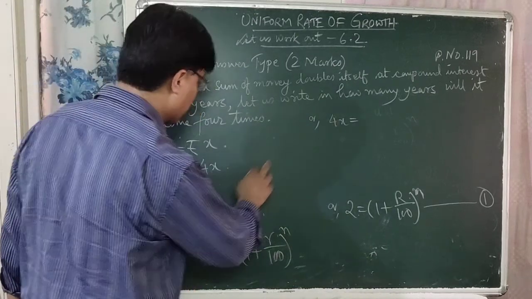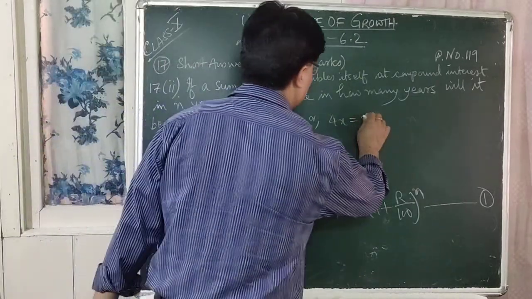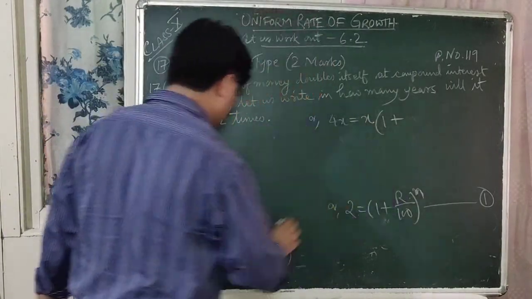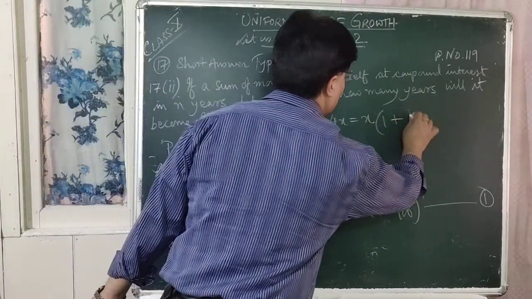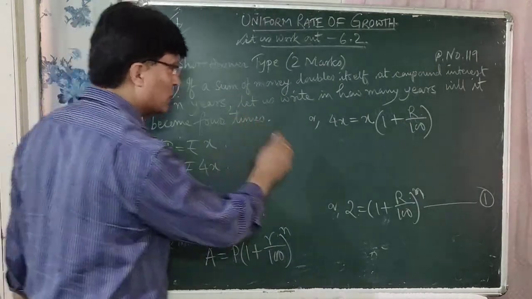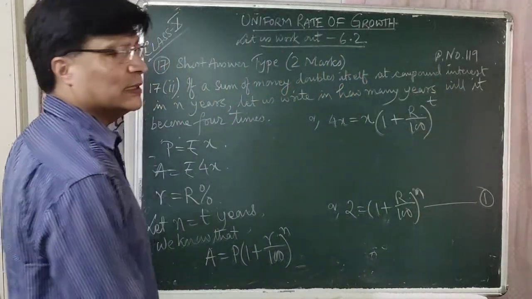Next, this is 4x, right? 4x is equal to, what is P? P is x. And within bracket 1 plus, what is capital R? What is small r? Small r is capital R percent. Capital R upon 100, whole to the power what? What is n here? It is t. So this is your t, right?